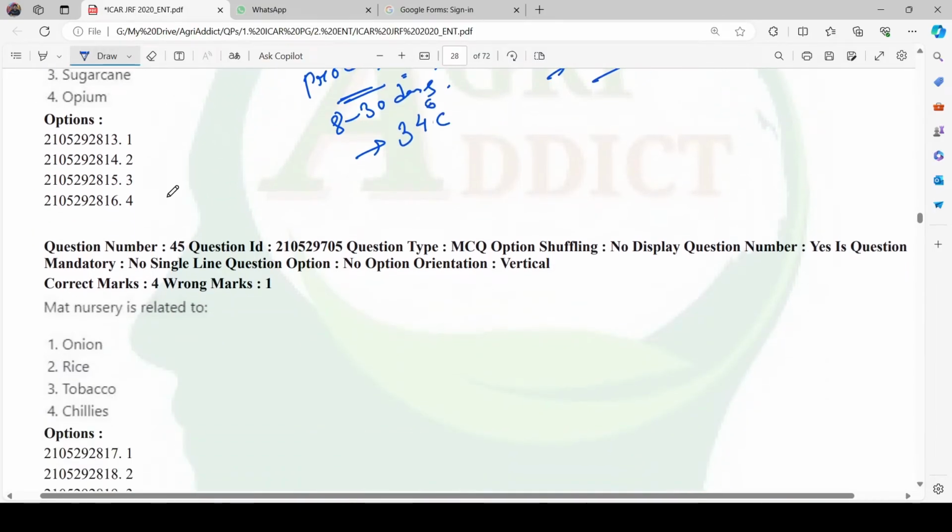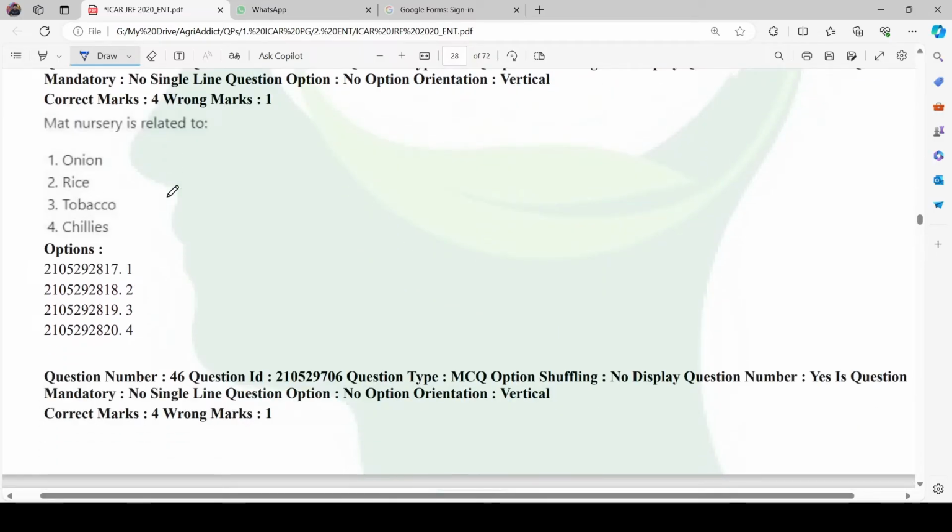Mat nursery is related to which crop? Mat nursery is related to rice. So what is mat nursery? Simply, rice seedlings are raised on a thin layer of soil in a wet nursery, and you can apply FYM, that is farmyard manure or compost mixture, placed on a perforated polythene sheet. That is the mat nursery. So it is mainly related with paddy or rice.